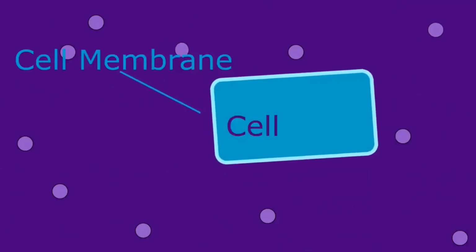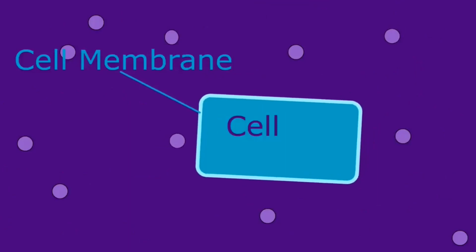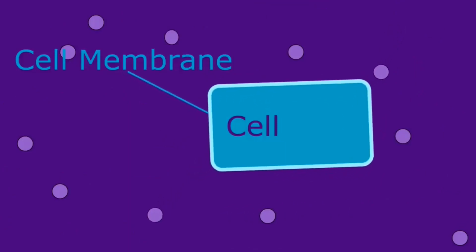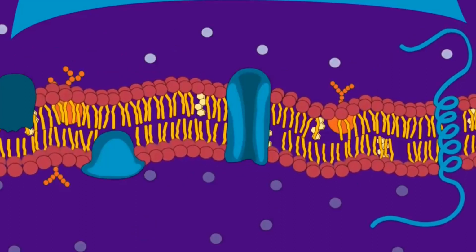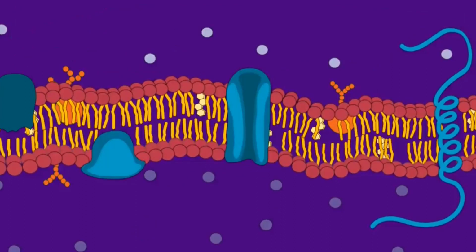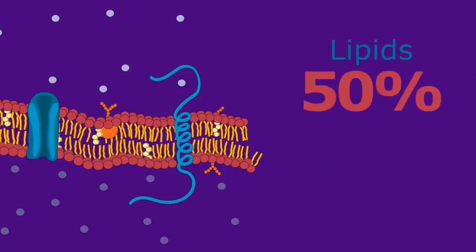The cell membrane is a biological membrane that separates the interior of the cells from the outside environment, thus protecting the cell from its environment. Coming to the structure, the cell membrane is composed majorly of two components, lipids and proteins. Lipids make up almost 50% or more of most membranes. It makes the membrane flexible.